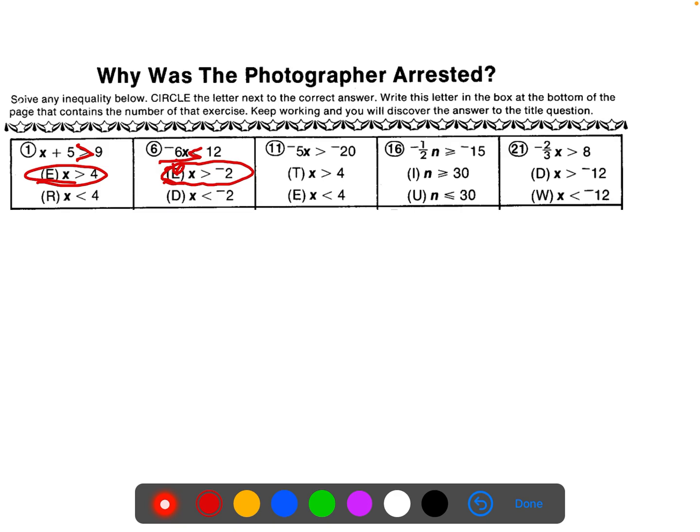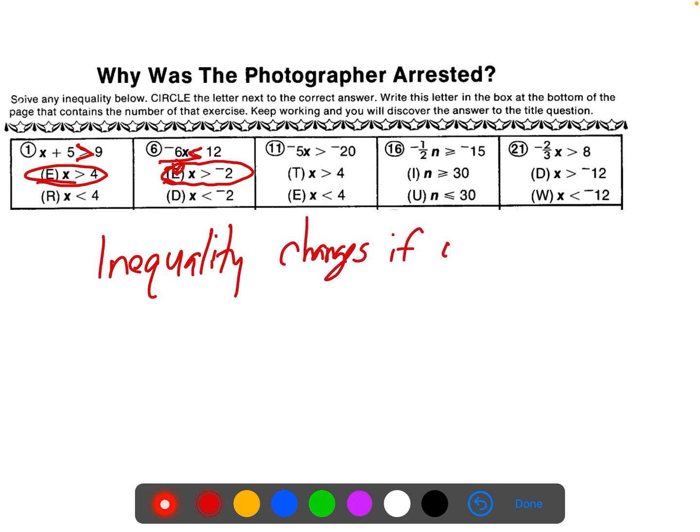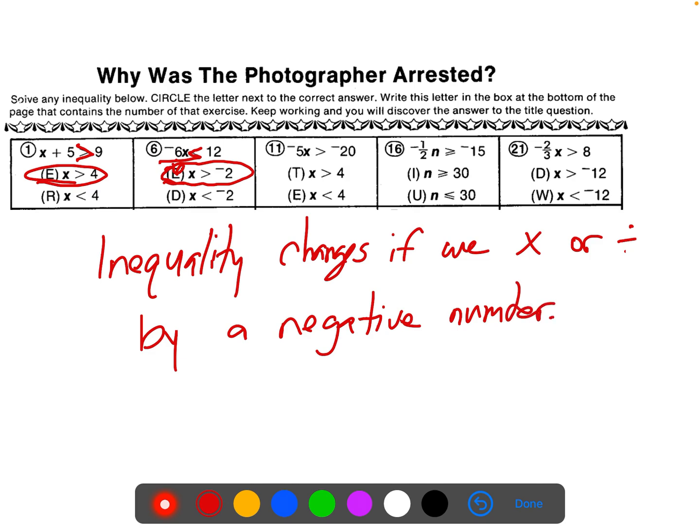All right, please write this down: the inequality changes if we multiply or divide by a negative number. That is the only way that we would use a different symbol here, is to multiply or divide by a negative number. So let's look at the next one.